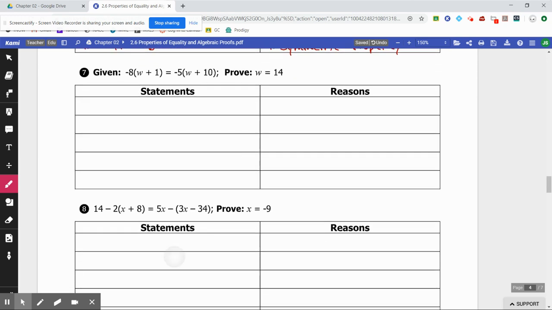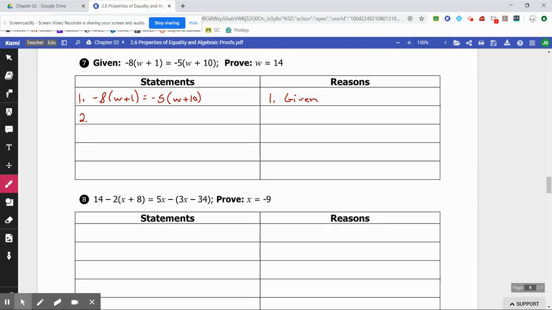Okay, number 7. Step number 1, you are given that negative 8 times (w plus 1) is equal to negative 5 times (w plus 10). And that is the given statement. Anytime you have parentheses, you're always wanting to get rid of those parentheses first. So let's do negative 8 times w and negative 8 times positive 1, and negative 5 times w and negative 5 times 10. That will be my distributive property.